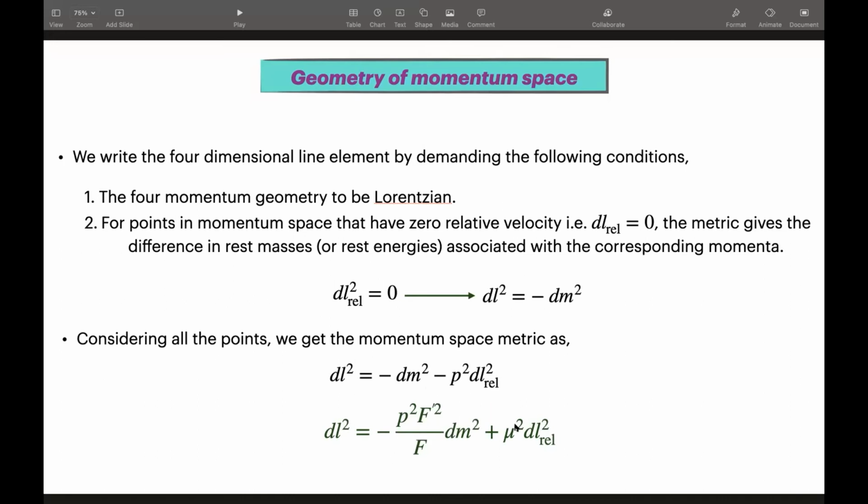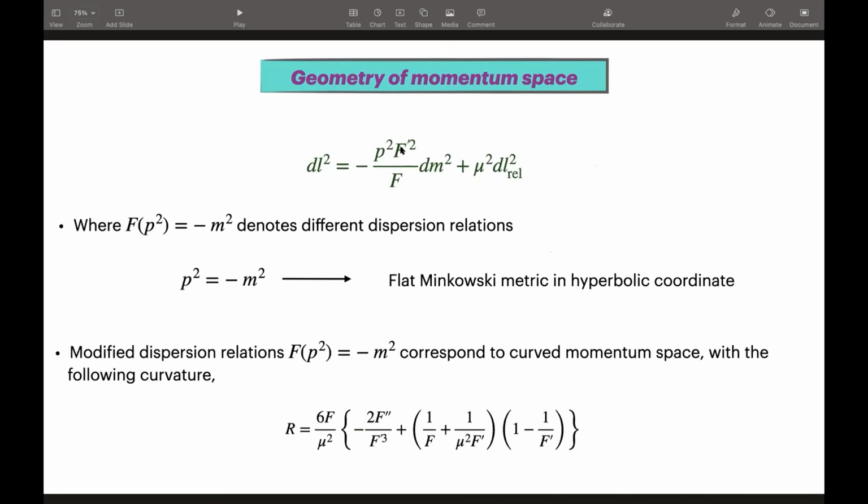I'm going to say what f and mu are in the next slide. Here f is a dispersion relation. The ordinary dispersion relation is p square equal to minus m square. Here we are including a dispersion relation that is some smooth function of p square equal to minus m square, and mu square is some function of m, so that we can generalize. We want to discuss the generalization of the geometry of momentum space. That's why we are putting in the dispersion relation, and mu is not equal to m. Mu is some function of mass.